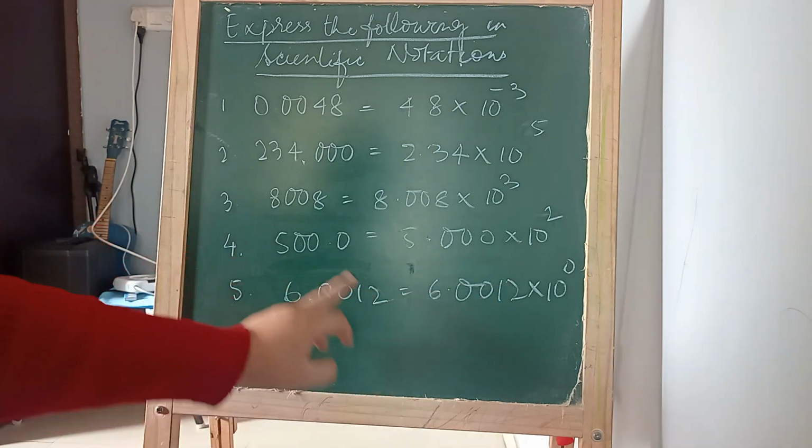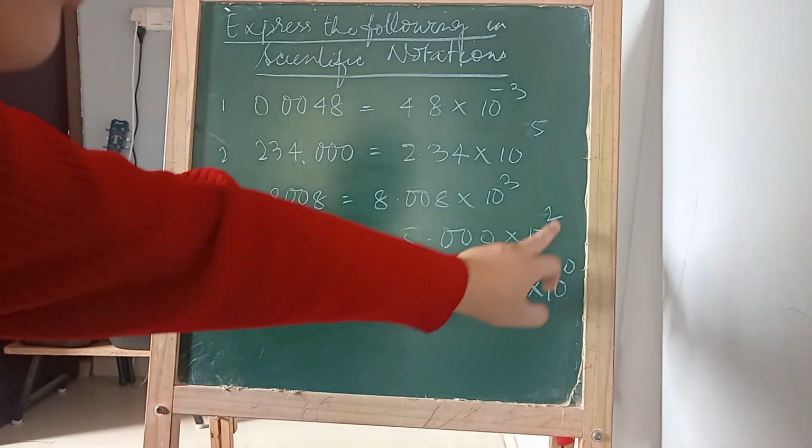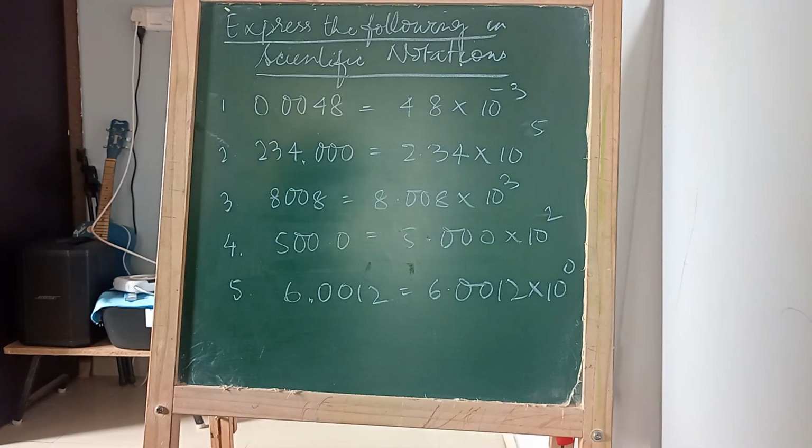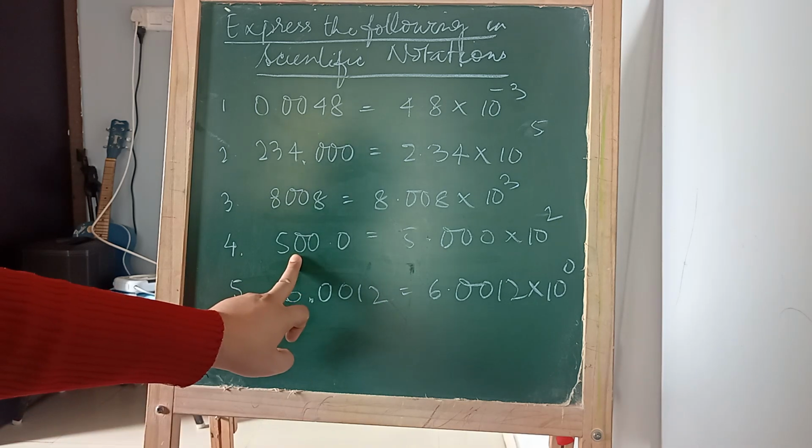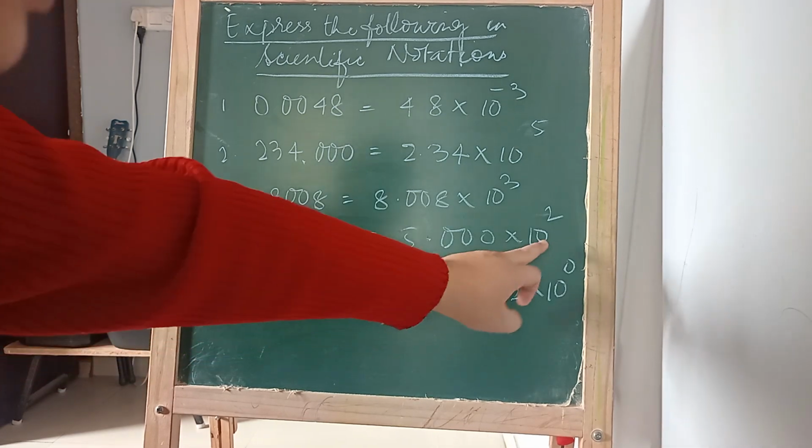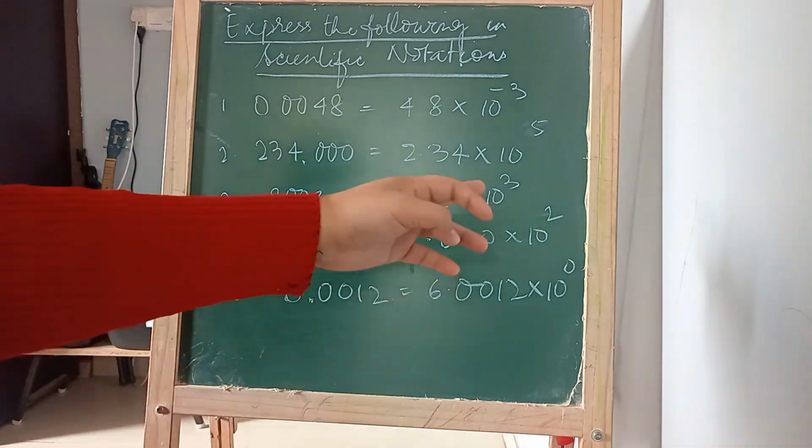And what about the power? Since we have moved 2 places, the power will be 2. It may be positive or negative. And how will I know that? Since it was 500 and we decreased the number, it will be increased. Increase means positive, so it will be plus 2.